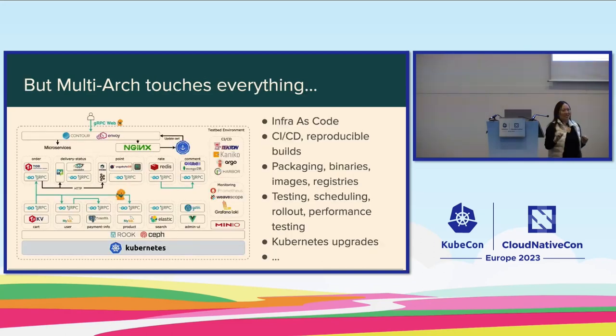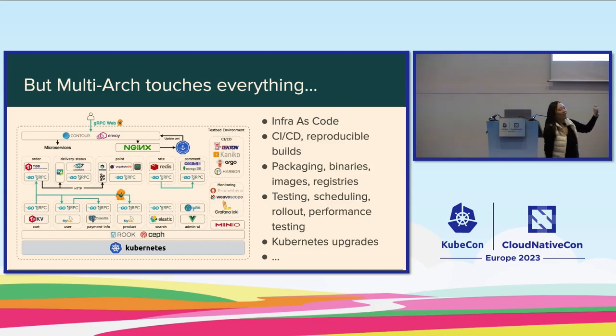The problem is multi-arch is not just one thing. It touches absolutely everything. This is a sample e-commerce website. You have Kubernetes at the bottom. You also have CI/CD, monitoring, and a bunch of microservices that are containers. They might be stateless, or they might be attached to some storage. So you're not just saying, okay, we have a Kubernetes instance, we upgrade it and we're done. You actually need to think about many, many things.